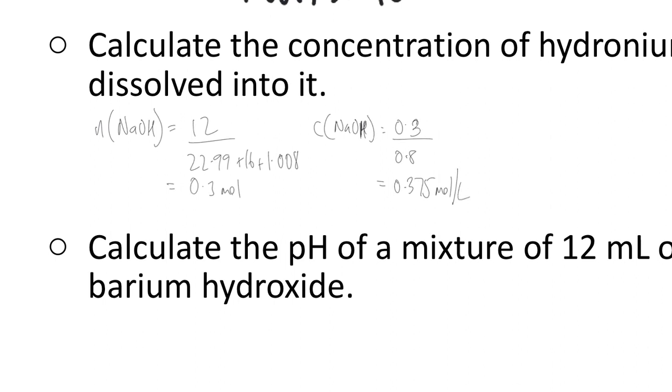Then we always have to transfer this into the concentration of hydroxide or hydronium ions from the concentration of whatever else we've got.